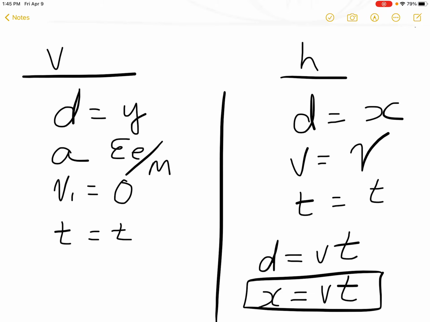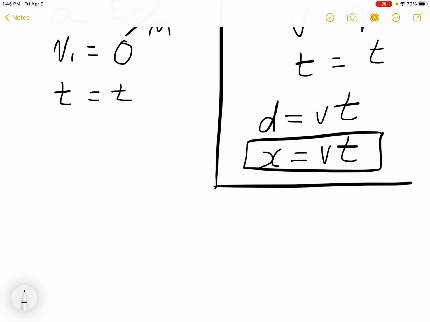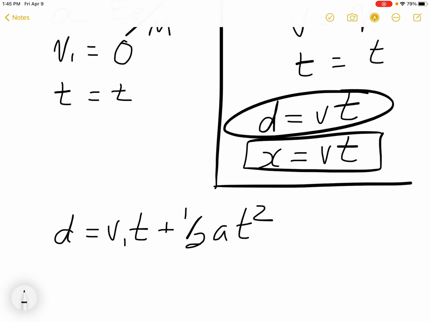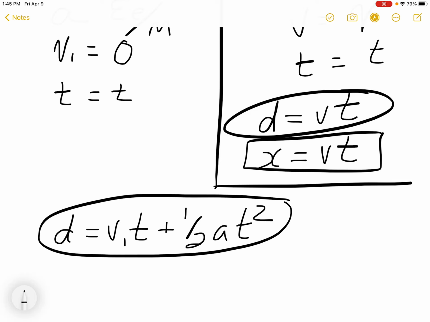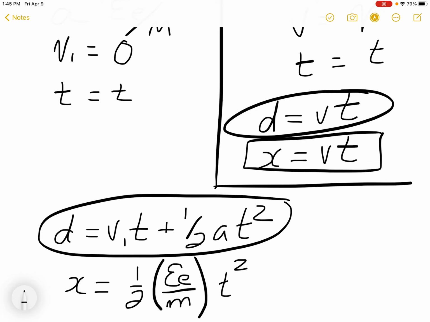And then we do our equation for that, which is, let me just do it down here. D equals V1T plus a half AT squared, right? These are the equations of the horizontal and vertical projectiles. And because this looked just like a projectile, we're doing projectile math. So D is X, V1 is a 0, so that disappears. Then we have 1/2 of EE over M times T squared. And that is exactly what they have. 1/2 EE over M times T squared. So that's where they got that from.